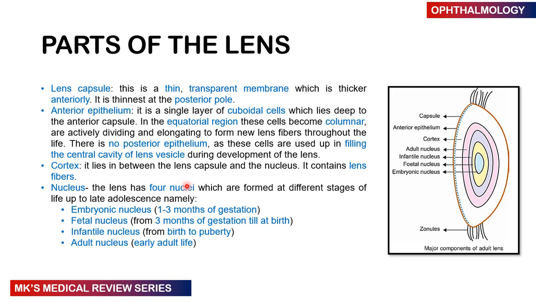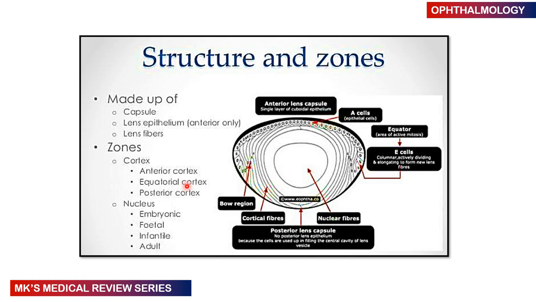You may have an embryonic nucleus, which is found between 1 to 3 months of gestation. You may have a fetal nucleus, which is 3 months to when the child is born. And then you may have an infantile nucleus, which is birth to puberty. Then you have an adult nucleus, which is early adult life. So here's another picture reminding you that the lens is made up of the capsule, lens epithelium, anteriorly only. You have the lens fibers, and then you may have zones: the anterior cortex, the equatorial cortex, and the posterior cortex. Then of course the different nuclei depending on the age of the patient.